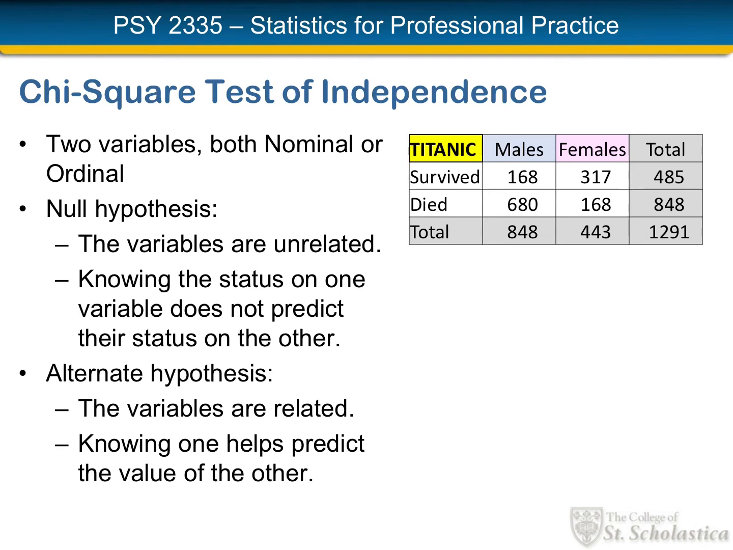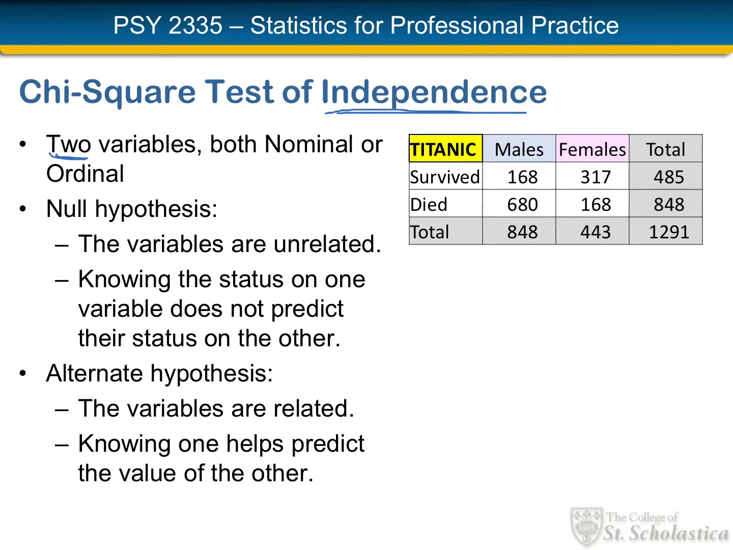Just like the first chi-square test, the variables are nominal or ordinal, but now I have two and sometimes more variables. My null hypothesis says they are not related to each other, or that knowing your status on one of the variables does not predict your status on the other, and that's why it's called a test of independence, because one is independent of the other. An alternate hypothesis says that the variables are related and that when I know one, it helps me predict the value on the other.